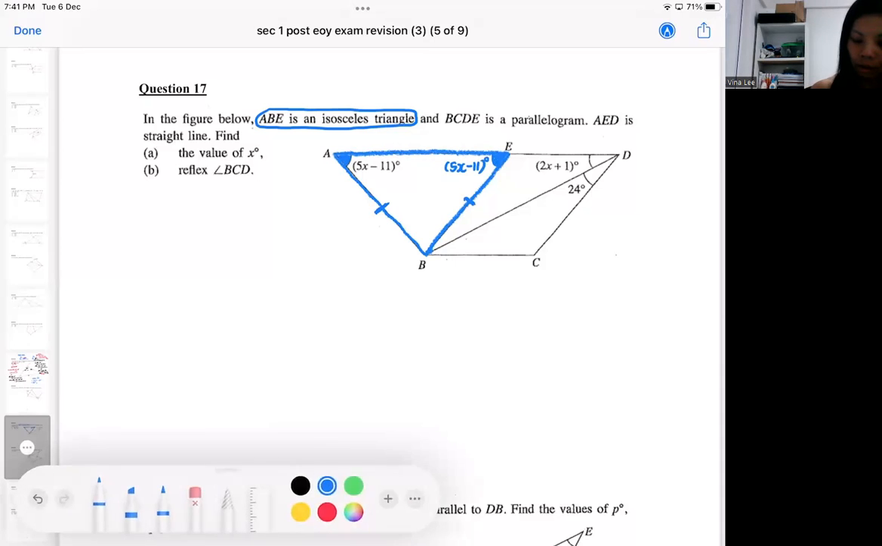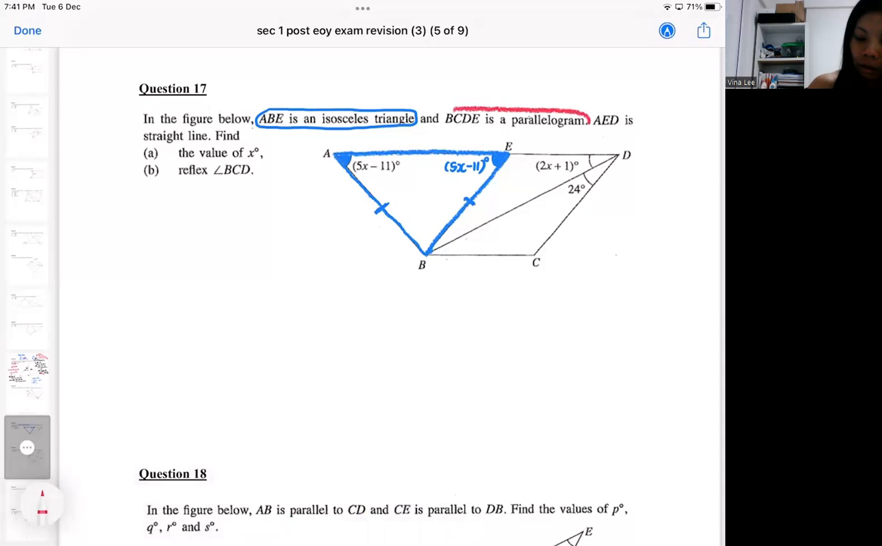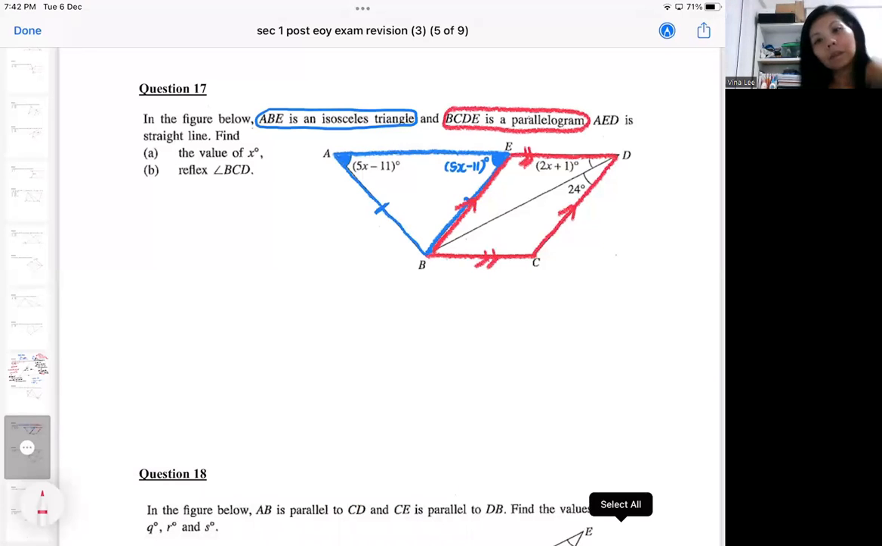Then the next one, I've got the parallelogram. Now for a parallelogram, there are parallel lines. In case you forgot that there are parallel lines, I think you should do some indication that there are parallel lines. So the ED will be parallel. We actually extend all the way to AE, because they say AED is a straight line. So that means this is parallel as well. Take note of this.